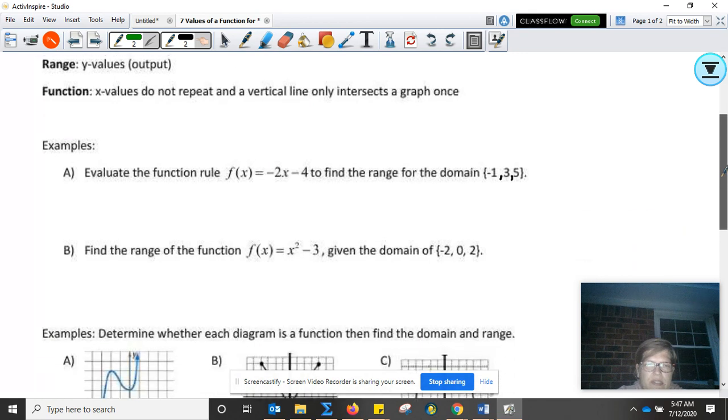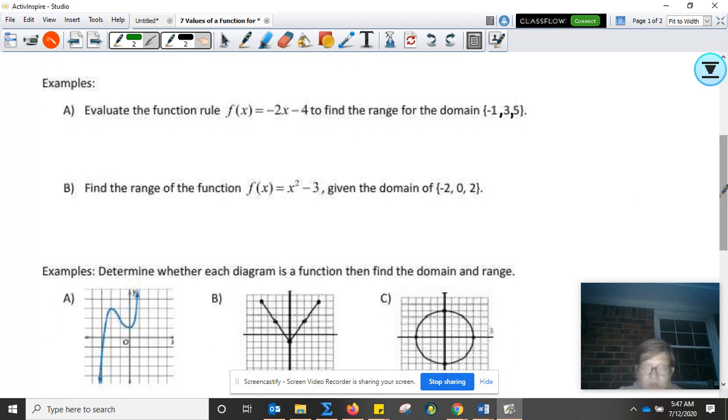So, examples. Evaluate the function rule f of x equals negative 2x minus 4 to find the range for the domain negative 1, 3, and 5. So what we're going to have to do is plug in negative 1, 3, and 5 to find what our function is going to be. Remember, f of x is just a fancy way of saying y. So y equals negative 2x minus 4. These are the same. It's just saying that it's a function. All right? So let's plug in negative 1.